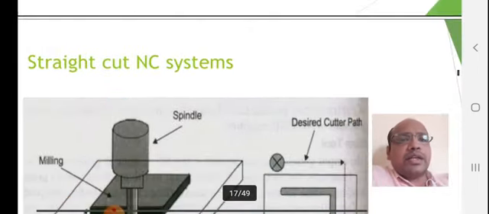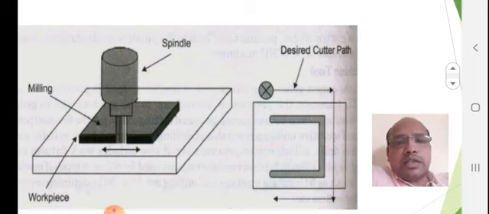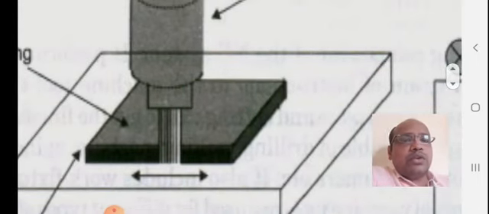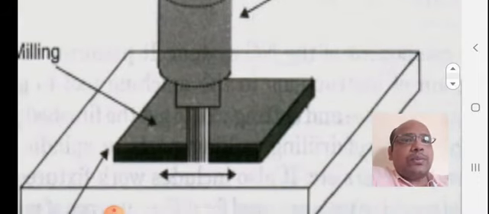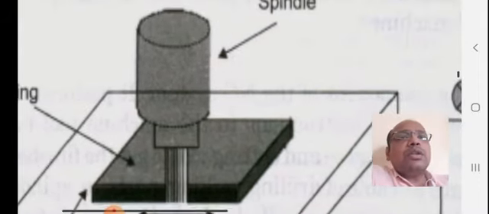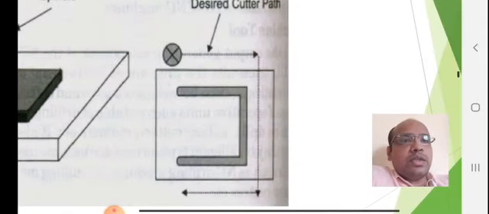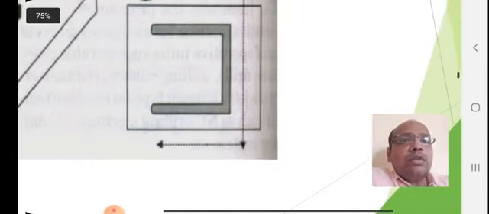Now let us see the straight cut NC system. Straight cut NC system is mostly used for milling operations. You can see this figure. In this figure, this is a milling tool, and there is a workpiece which is to be milled, and the spindle moves along the surface of the workpiece so you can mill the component. You can see here the direction in which the milling tool moves, shown in this diagram. So this tool moves from this location.